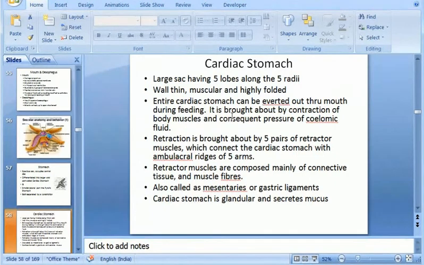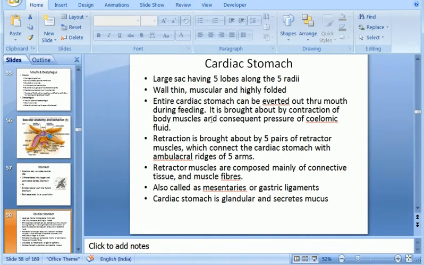If you imagine that we could evert our stomach through our mouth, it is like that. Instead of engulfing the food and taking it into the stomach, the sea star everts its cardiac stomach out through the mouth. But the complete alimentary canal is prevented from everting out because this part is attached to the body wall. So only the cardiac part is everted out. The entire cardiac stomach can be everted out through the mouth during feeding.